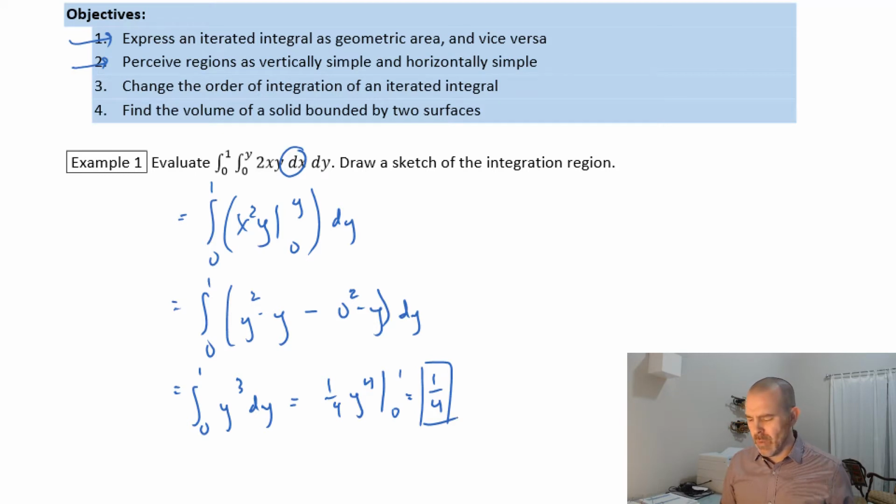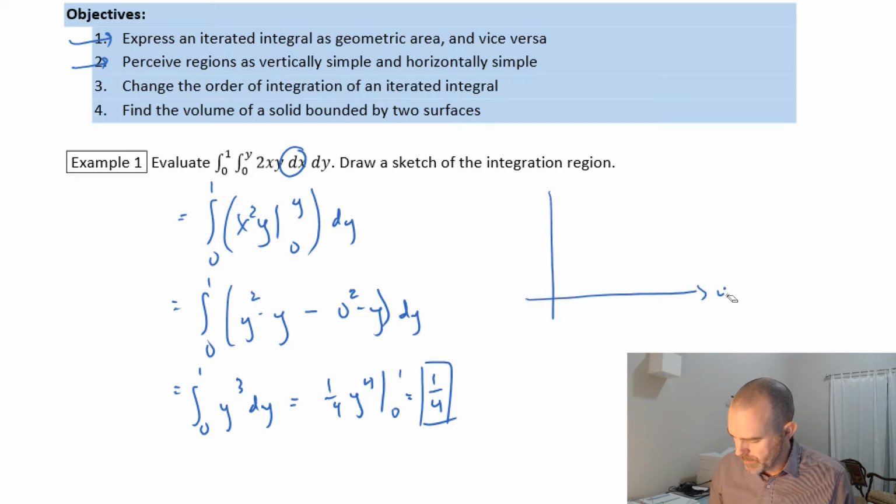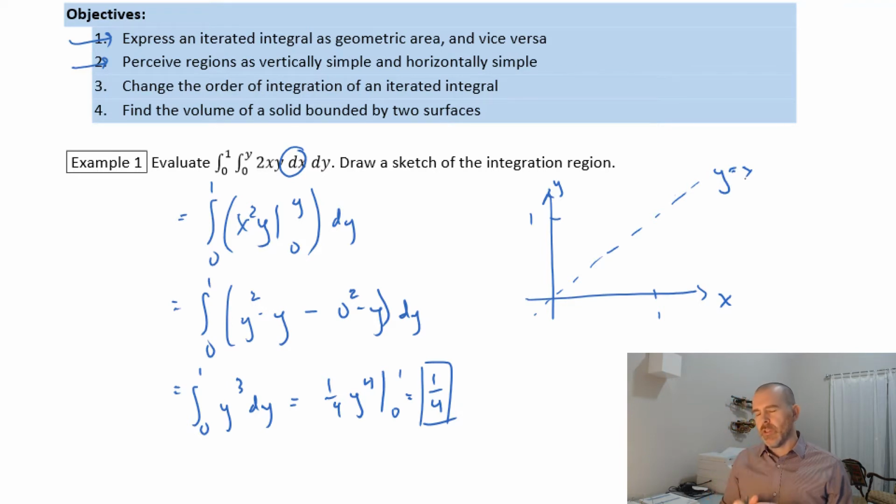What region was this integrated over? y goes from 0 to 1, and x is going from 0 to y. y goes from 0 to 1, x goes from 0 to y. So you can see, well, x goes from 0 to 1 also, but it's not the whole region. Let's draw the graph of y equals x. So we're first integrating x. x is going from 0 up to y.